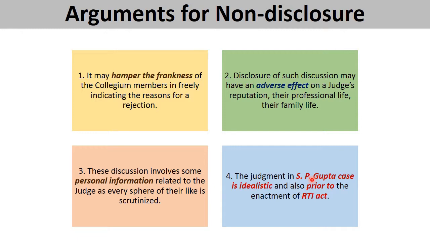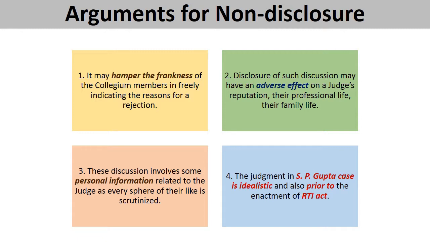And last, it was argued that the S.P. Gupta case judgment was very idealistic, as well as it was given prior to the enactment of the RTI Act. Now the impact of this is that before enactment of RTI, such a disclosure could only be sought by the aggrieved party, that is the judge who was rejected. That means that if they want, then only the collegium discussion would come out. Now, however, any person, any third party under RTI can ask for this information.